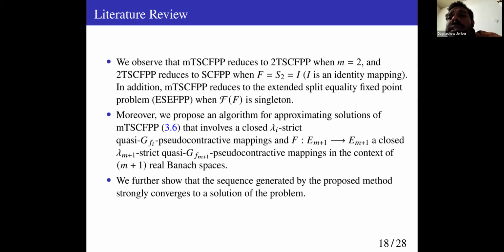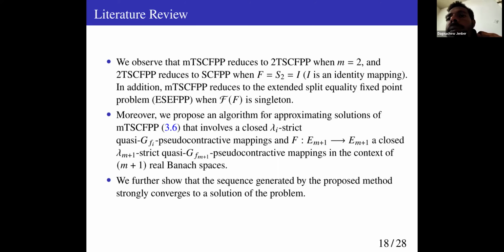So we observe that the M-tuple split common fixed point problem reduces to the two-tuple split common fixed point problem if we take M equal to 2, and the two-tuple split common fixed point problem reduces to the split common fixed point problem when we take F equal to S2 and A2 equal to I, the identity mapping. In addition to that, the M-tuple split common fixed point problem reduces to the extended split equality fixed point problem when the set of fixed points of F is a singleton.